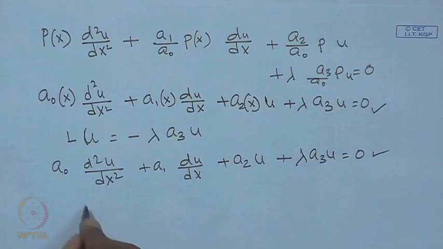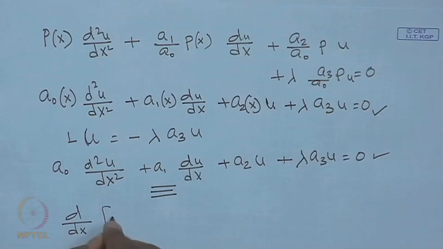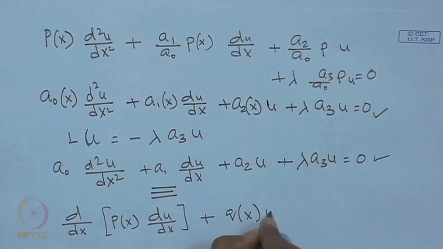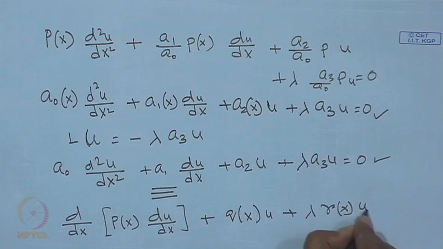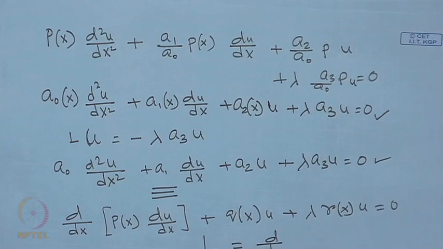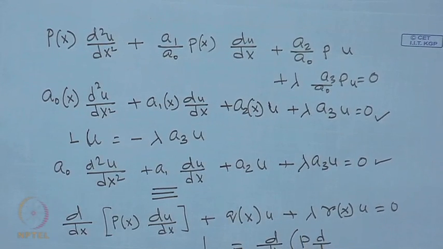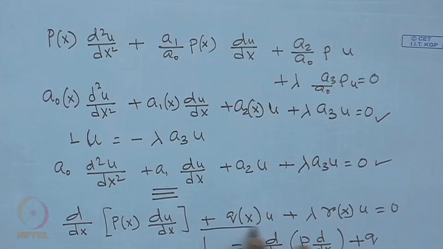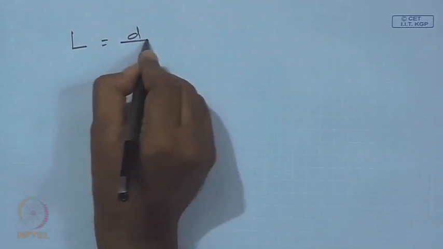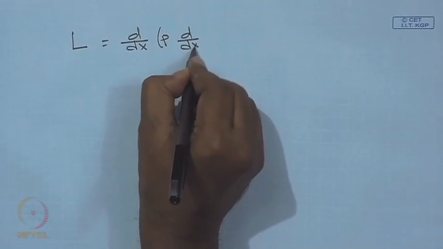So, therefore, this equation can be equivalently written as d dx of p of x du dx plus q of x u plus lambda r, which can be in general a function of x times u. So, my operator we can write it as d dx of p d dx plus q. So, this becomes my operator, and we can look into the adjoint operator to this particular operator. So, the operator becomes now L is equal to d dx of p d dx plus q.